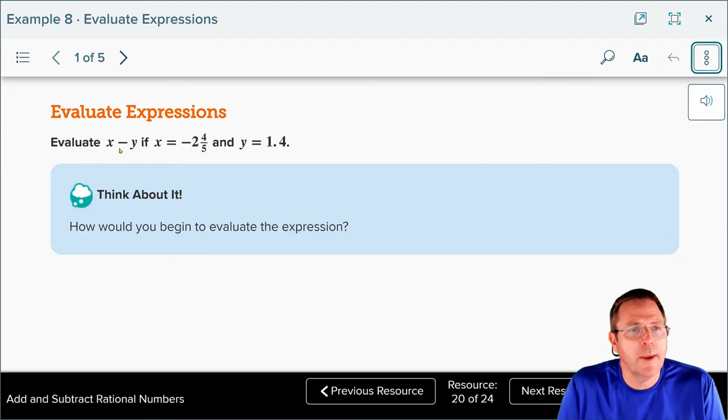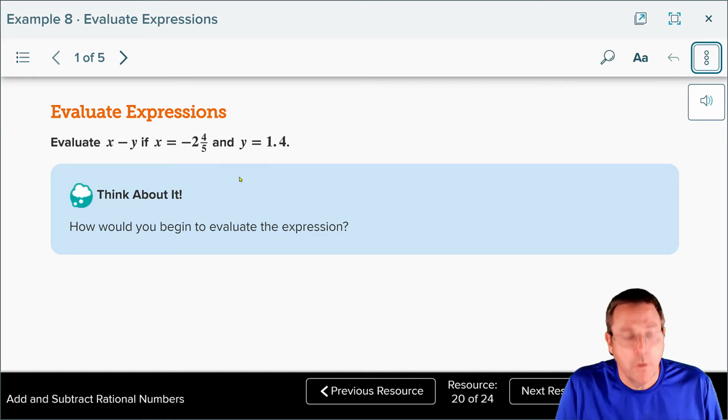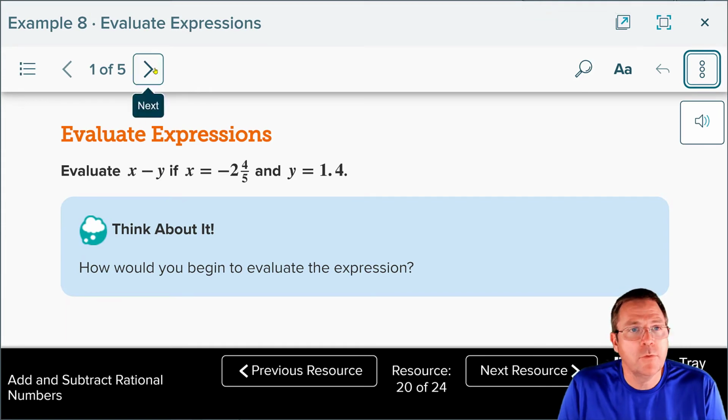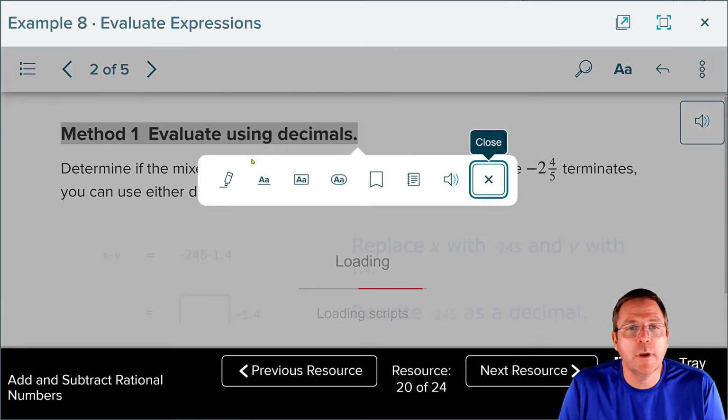But what if they give us an algebraic expression, meaning they give you variables? So here we have x minus y. Not a big deal because they tell us what x is, they tell us what y is. We just have to be able to subtract those two numbers. So moving through the slides, method 1 says evaluate using decimals.